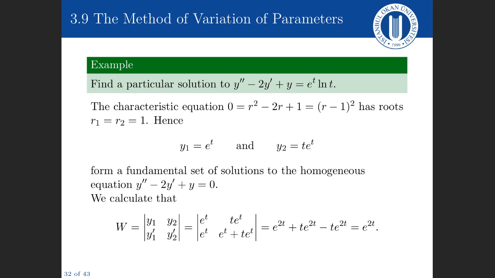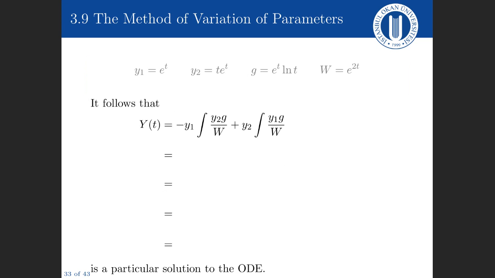We also need the Wronskian of y1 and y2. The Wronskian is the determinant of the 2 by 2 matrix y1, y2, y1 prime, y2 prime. The determinant is e to the power t plus t, and when we calculate this, we get e to the power 2t.